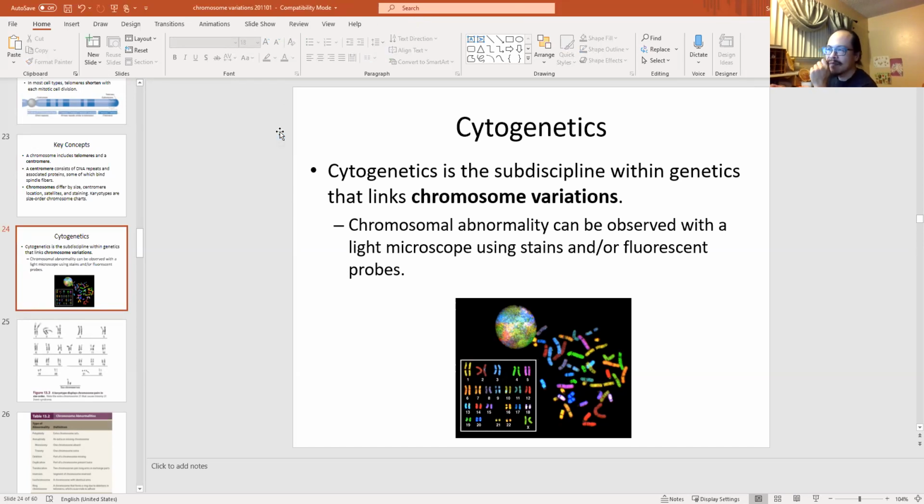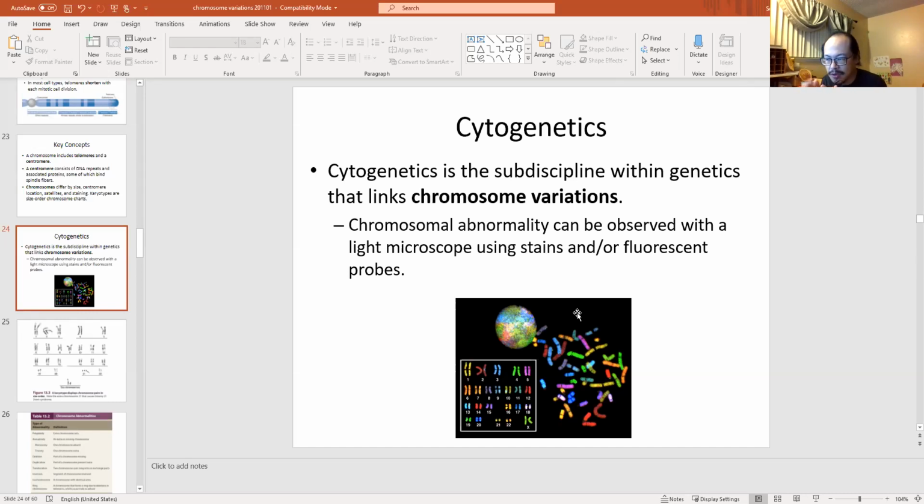The discipline to analyze the chromosome is called cytogenetics. Basically, this is a combination of two principles: one is cell, the other one is genetics. It looks into more like a molecular variation related to the chromosome variation. Karyotype is an earlier part of it, but the resolution is different.